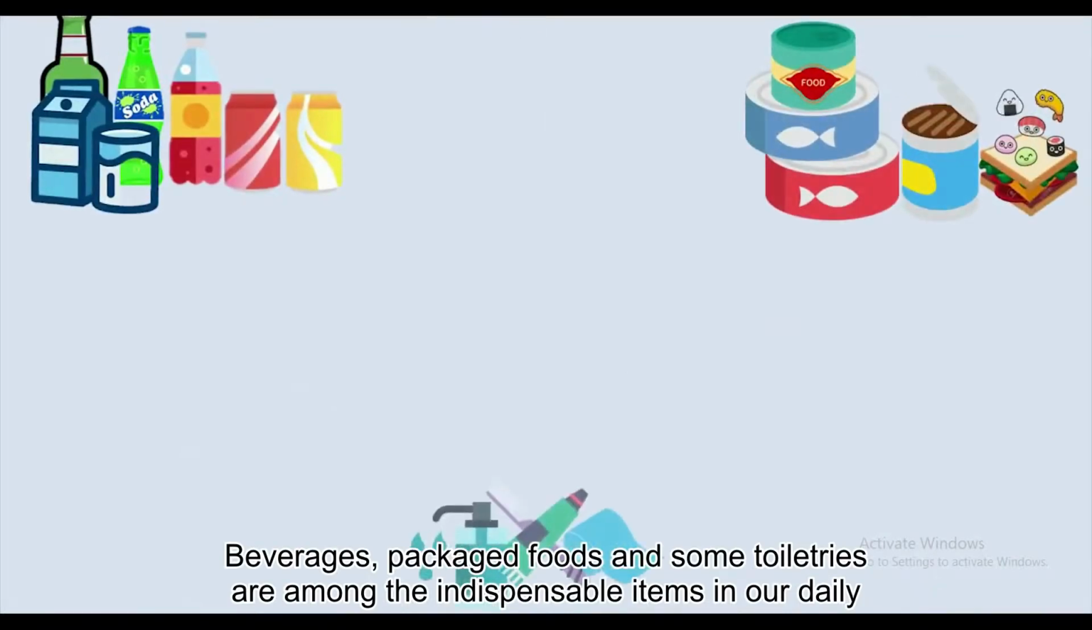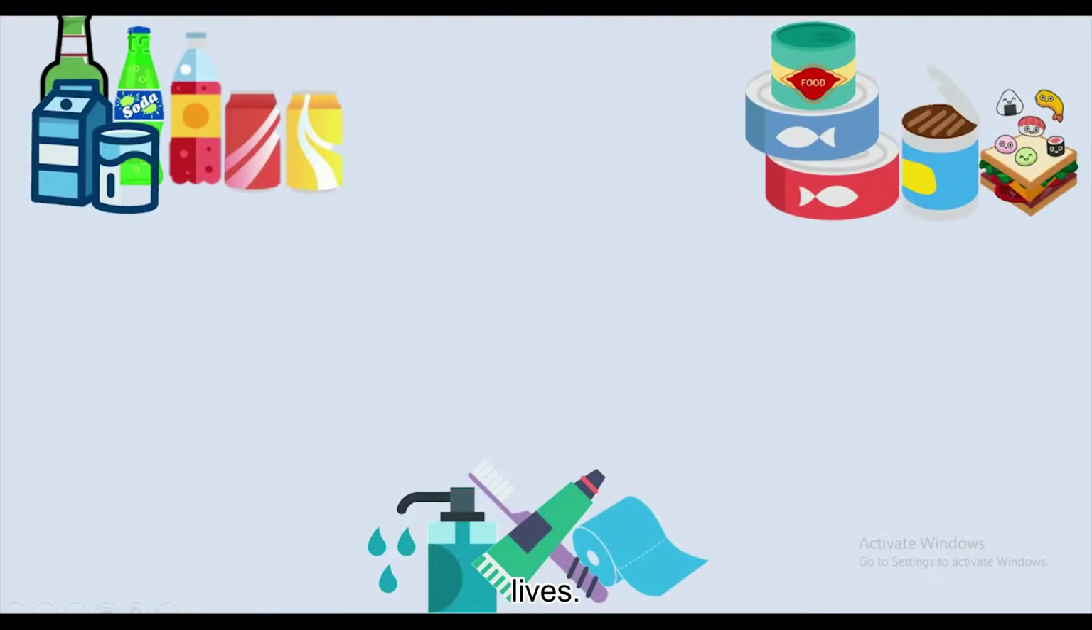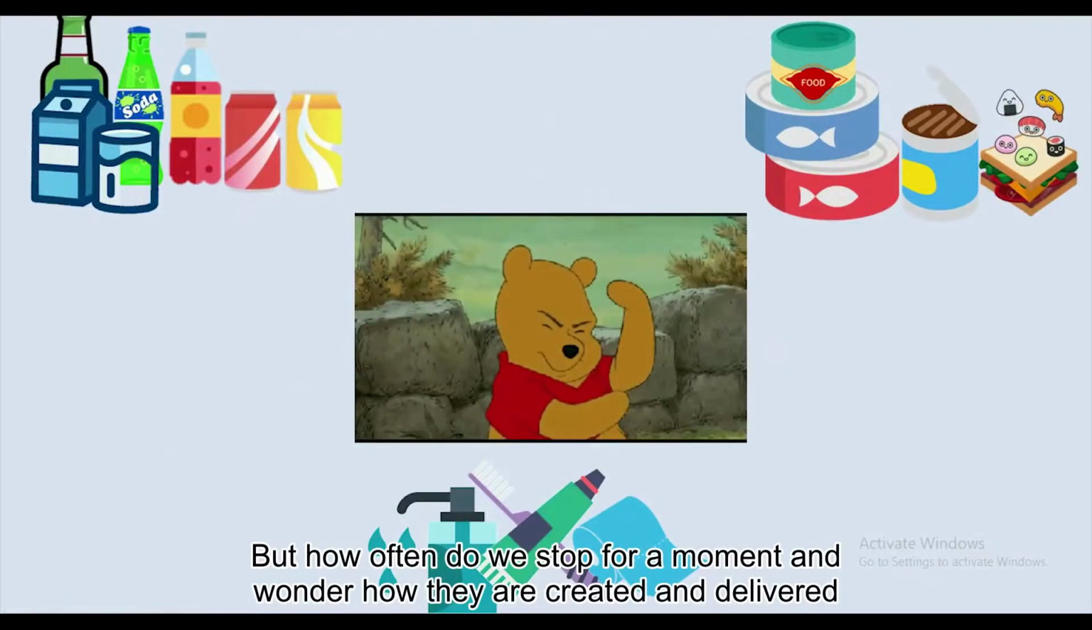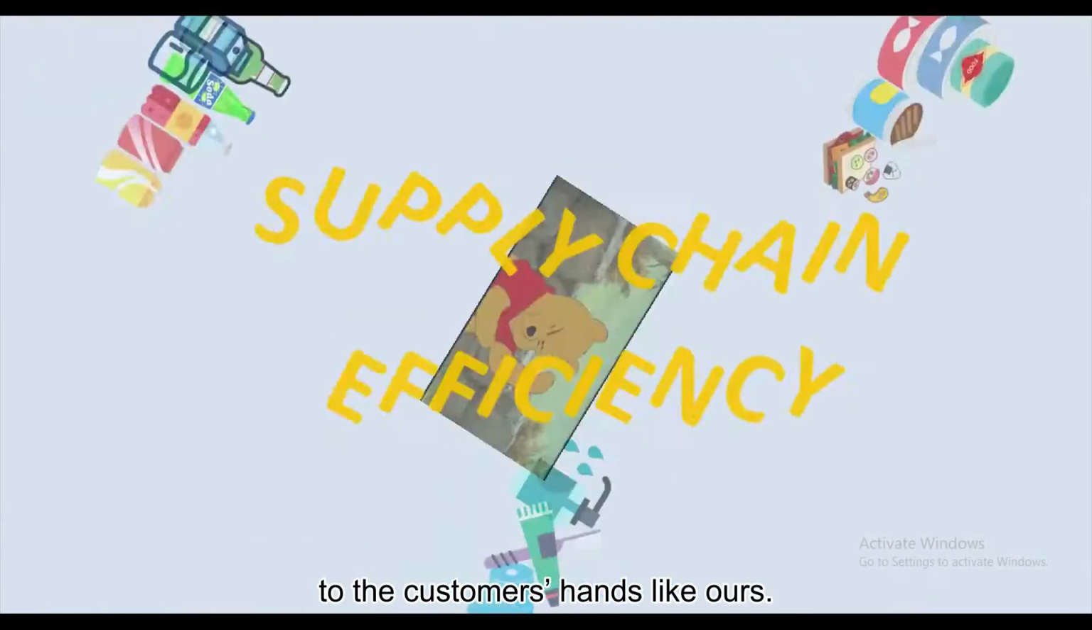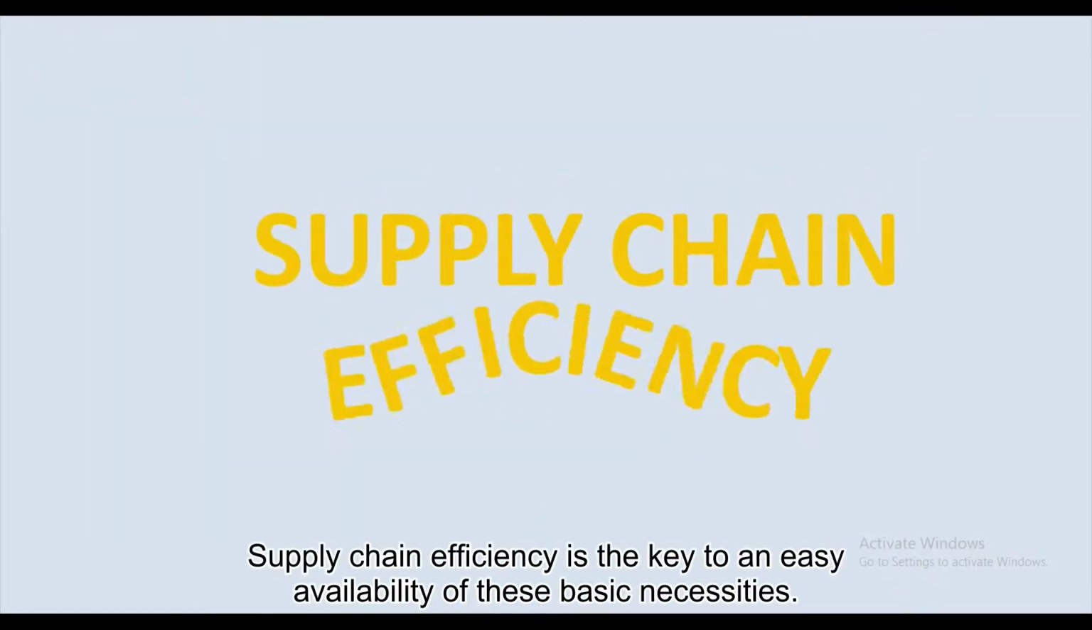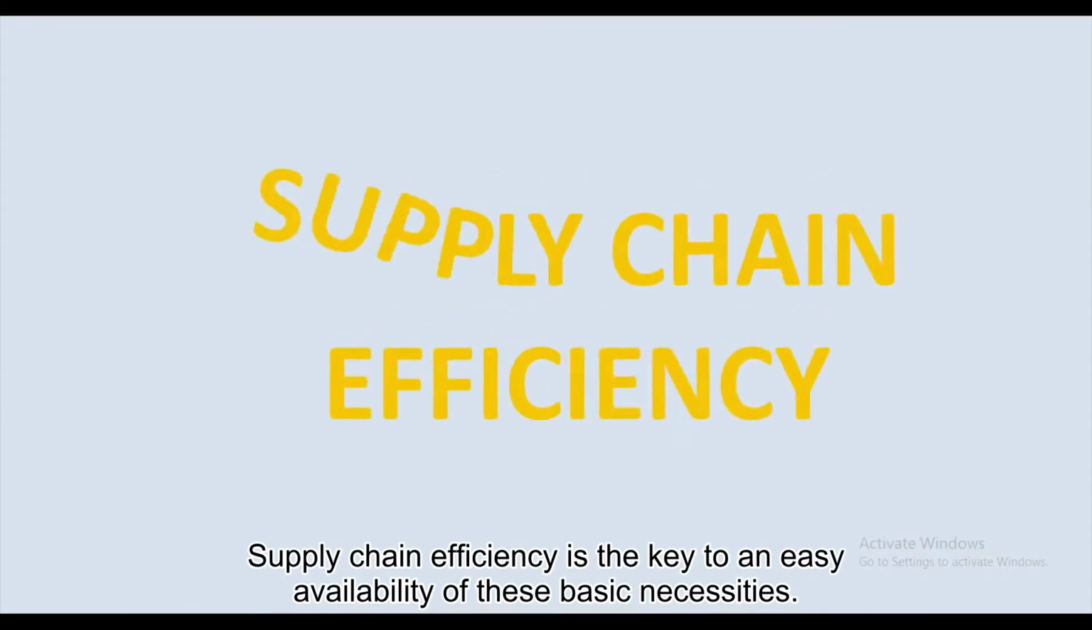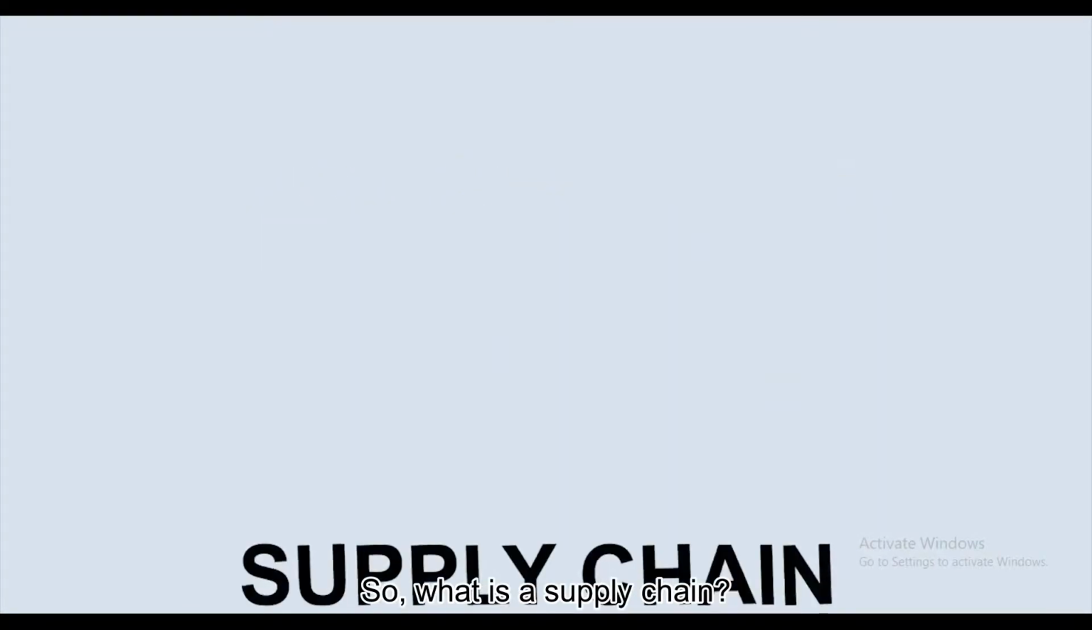Beverages, packaged foods, and some toiletries are among the indispensable items in our daily lives. But how often do we stop for a moment and wonder how they're created and delivered to the customer's hands like ours? Supply chain efficiency is the key to an easy availability of these basic necessities. So, what is a supply chain?